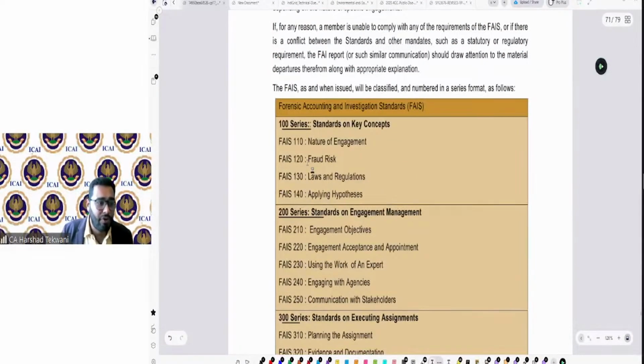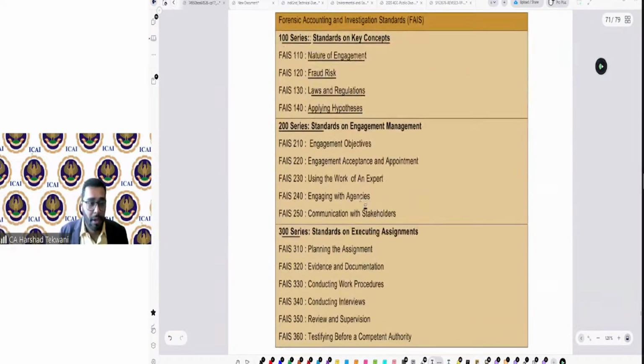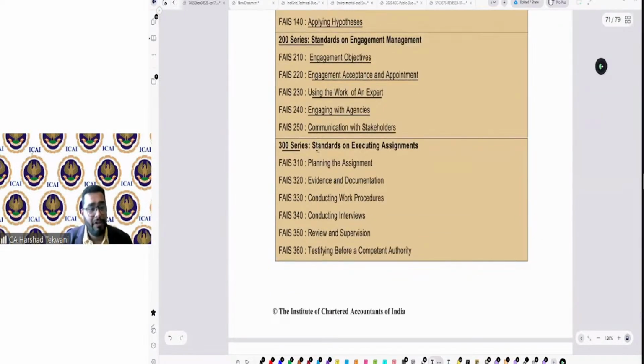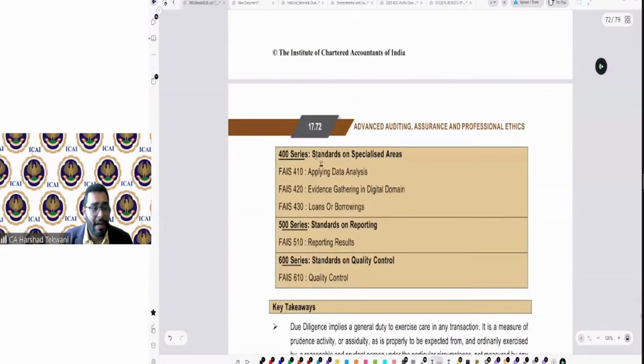For example, 100 series talks about standard on key concept, which includes nature of engagement, fraud risk, laws and regulations, applying hypothesis. When I talk about 200 series, it talks about engagement objectives, engagement acceptance and appointment, using the work of an expert, engaging agencies, communication with the stakeholders. 300 series talk about executing the assignments, 400 is a specialized area like applying data analytics, gathering evidence in digital domain, loans or borrowings. 500 is upon the reporting and 600 is the quality control.